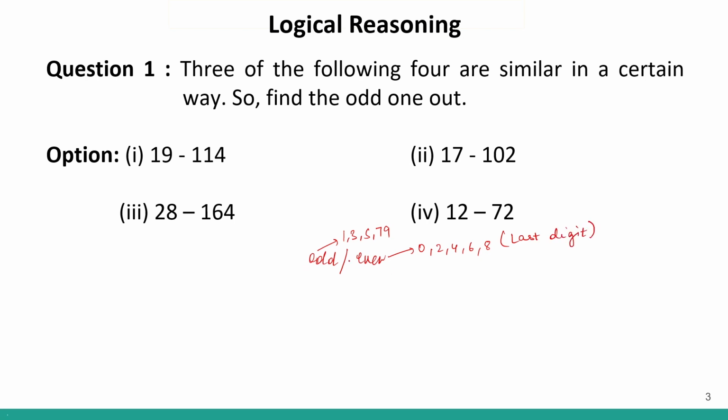Then we have the concept of prime numbers. What are prime numbers? Prime numbers are numbers whose factors are 1 and the number itself. You should remember prime numbers from 1 to 100. Between 1 to 100, there are 25 prime numbers. Correct? So prime numbers are basically 2, 3, 5, 7, 11, 13 and so on.